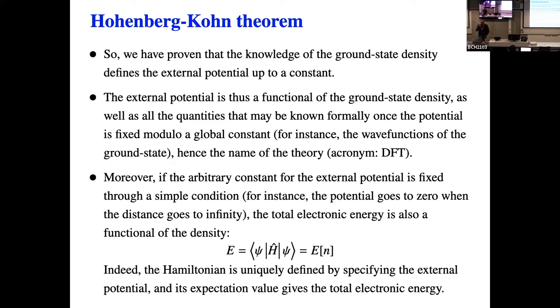As a result of that, we can say that the external potential is a functional of the density. It can be obtained from the density. Once you know the density, you know the potential. And then all the other quantities that are related to the potential can be derived from that same density. And this is why we call it density functional theory. In particular, if we look at the total energy, which is psi H psi, it can be written as a functional of the density. And this is an exact result. There is no approximation in that.